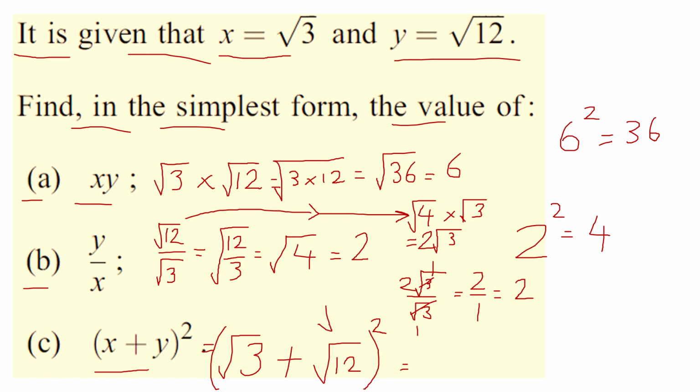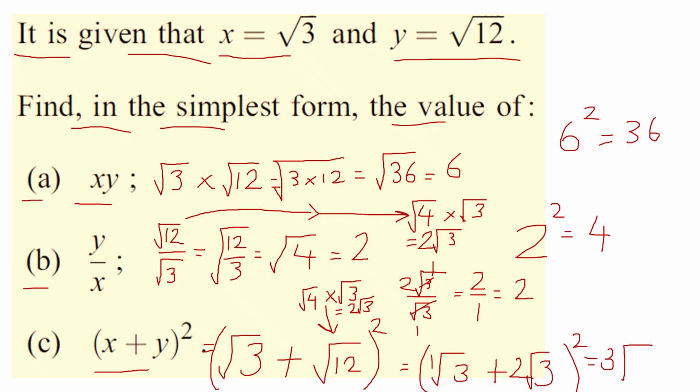So remember, root 12 we can write as root 4 times root 3. We're looking for the biggest square number factor that goes into 12 cleanly. That's going to be 4. Root 4 is just 2, so we have 2 root 3. So now I can write it as root 3 plus 2 lots of root 3. I can now combine it because now I have 1 root 3 plus 2 root 3, which is going to be 3 root 3, and I'm squaring that, so be very careful here.